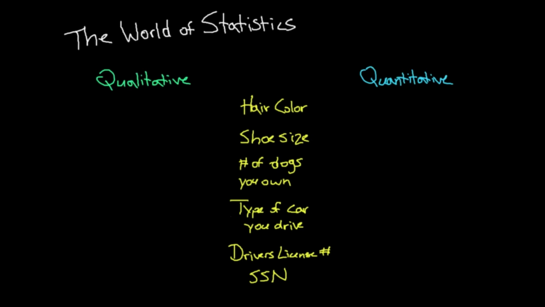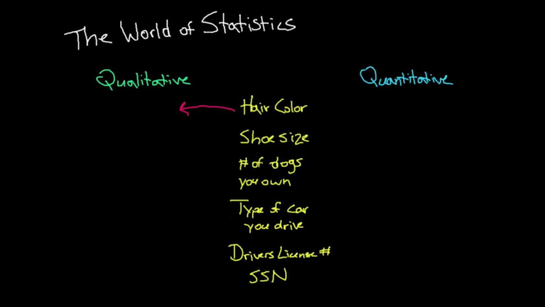So let's start with hair color. This is typically a label of something. This is an attribute of some person. It's really hard to quantify what brown hair is, right? So brown hair is typically qualitative in nature. It's a label. It's something that is an attribute. So that would be qualitative data.